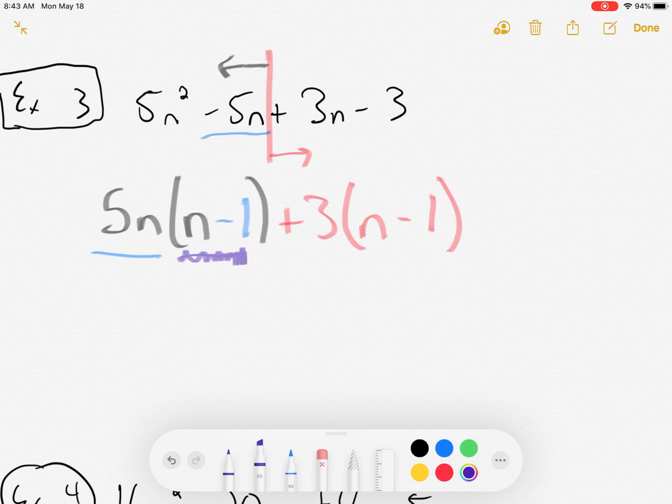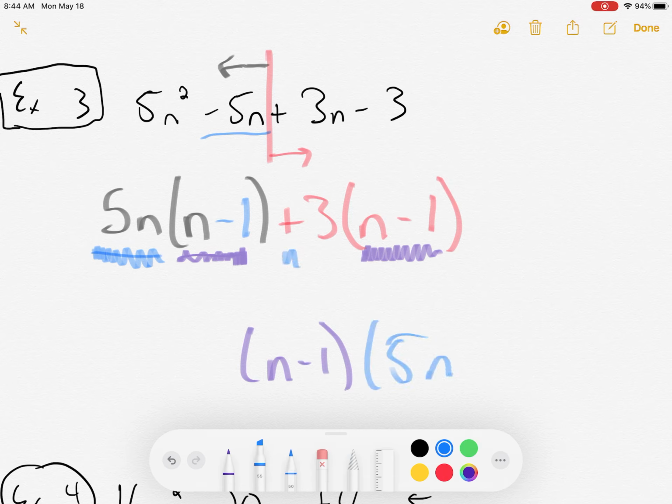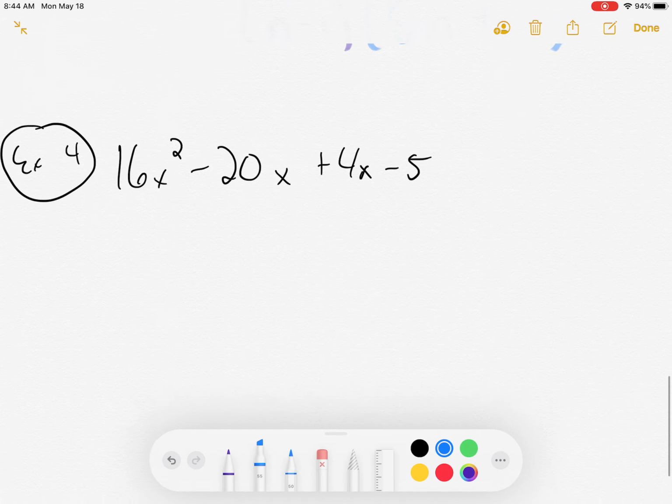And now again, you should notice, hey, these are the exact same things. n minus 1 and n minus 1. So I'm only going to write it one time down here. What's left over in front? A 5n. What's left over here? Plus 3.